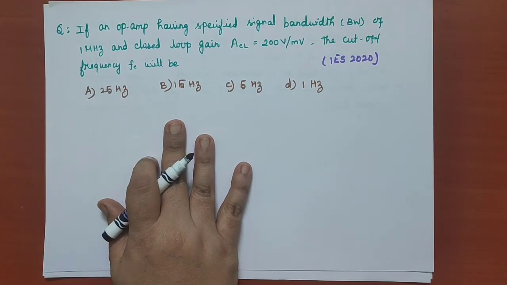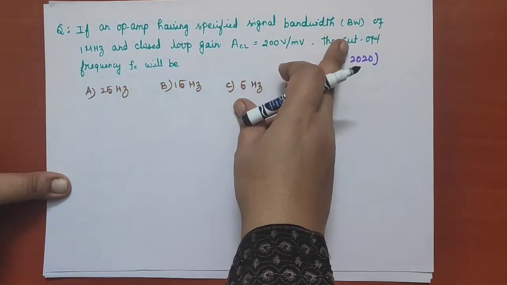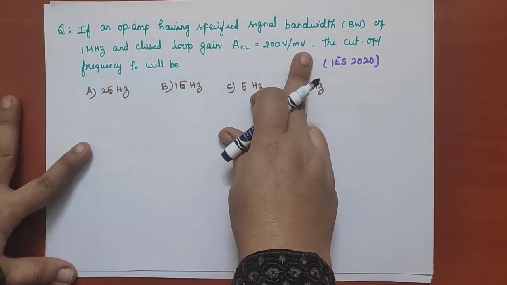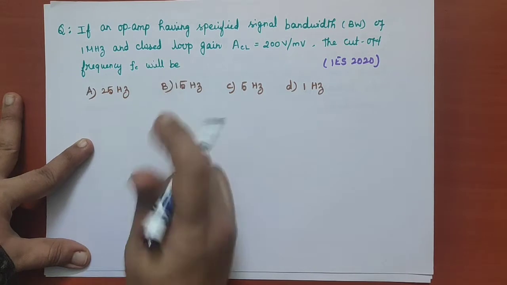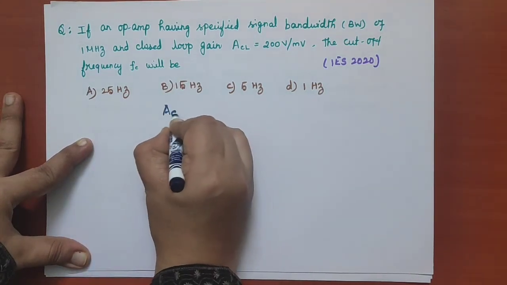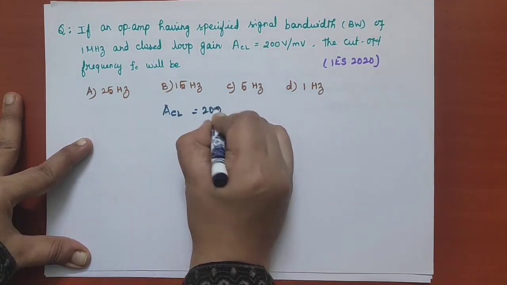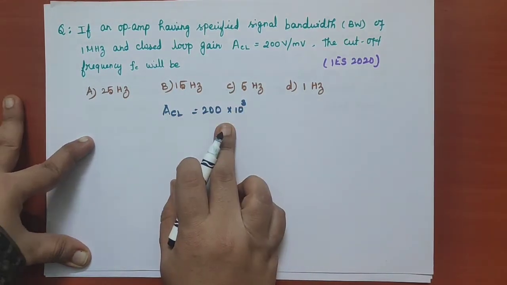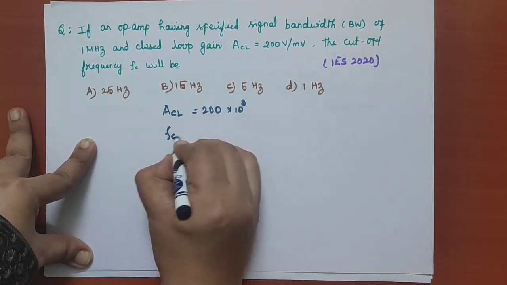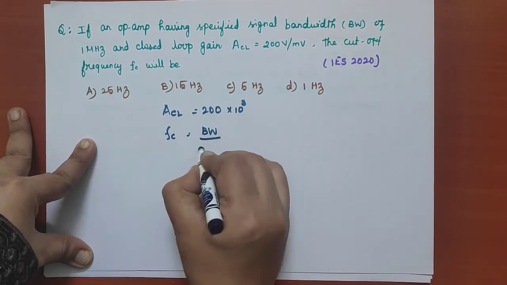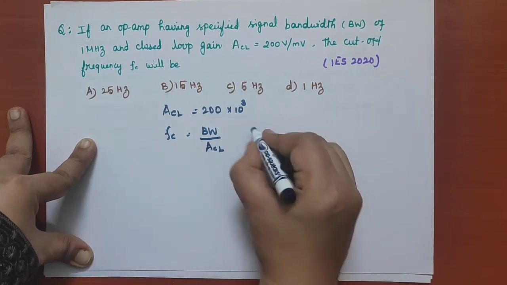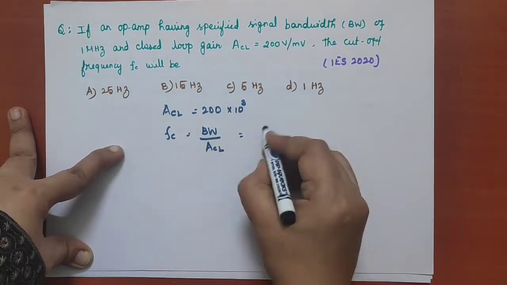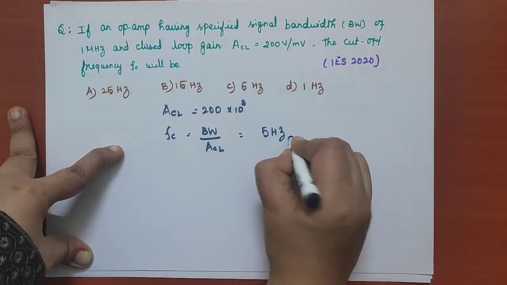The next question: if an op-amp having specified signal bandwidth of 1 MHz and closed loop gain ACL equal to 200 volt per millivolt, the cutoff frequency will be. Here the closed loop gain is given, ACL equal to 200 into 10 to the power 3. To find cutoff frequency, the formula is Fc equal to bandwidth divided by closed loop gain. When we substitute the values of bandwidth and the closed loop gain here, we will get 5 Hertz.